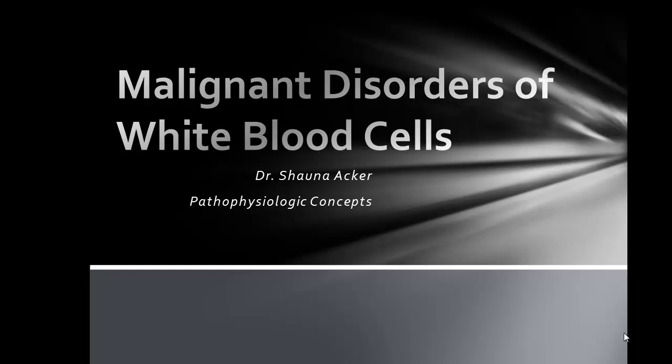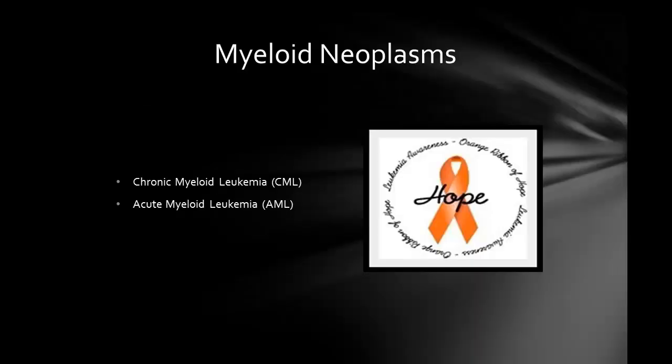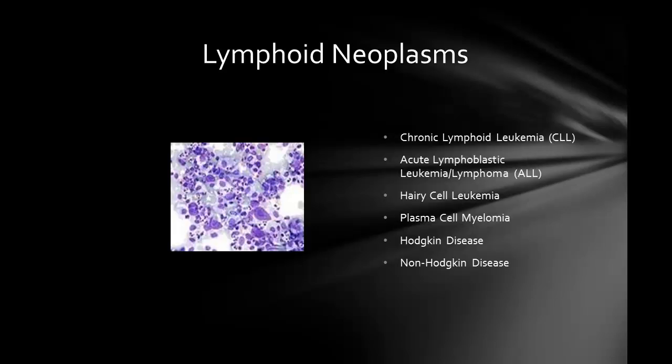When looking at the malignant disorders of white blood cells, there are two types. There are myeloid neoplasms and lymphoid neoplasms. During this lecture, we're not going to discuss all of them. However, we are going to discuss in the myeloid neoplasm section the acute myeloid leukemia, or AML. And under lymphoid neoplasms, we're going to discuss the acute lymphoblastic leukemia, or lymphoma, ALL, Hodgkin's disease, and non-Hodgkin's disease.